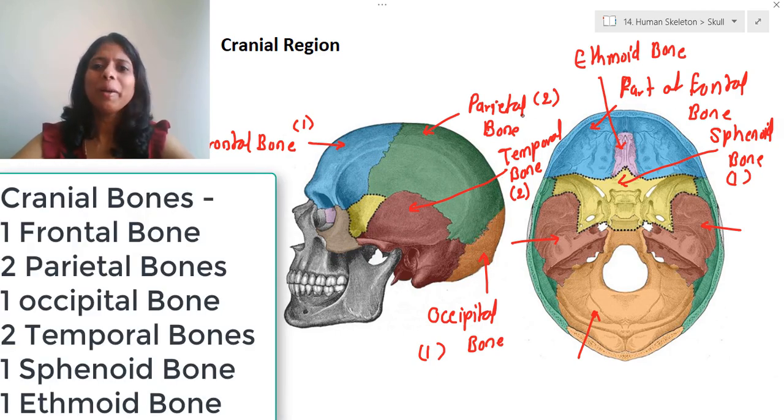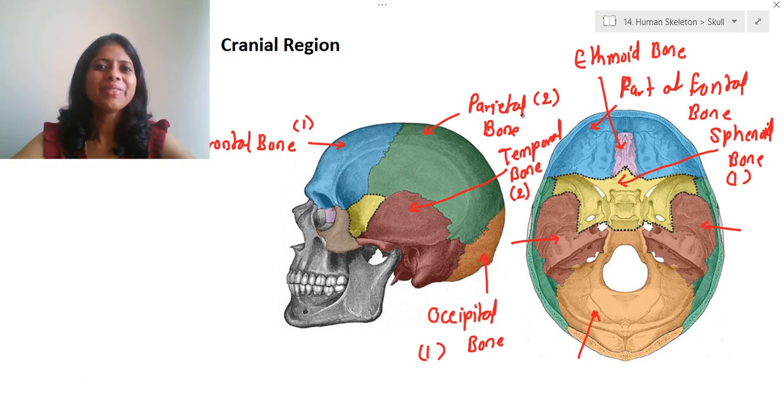1 frontal, 2 parietal, 1 occipital, 2 temporal, 1 ethmoid and 1 sphenoid bone. Is it clear to you?